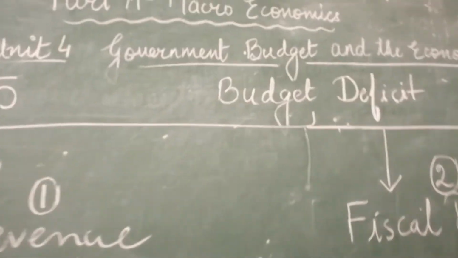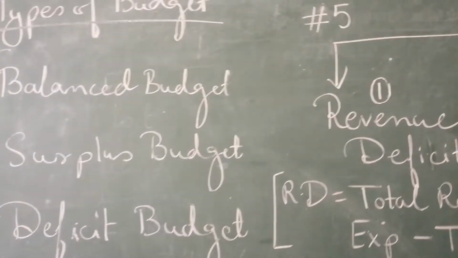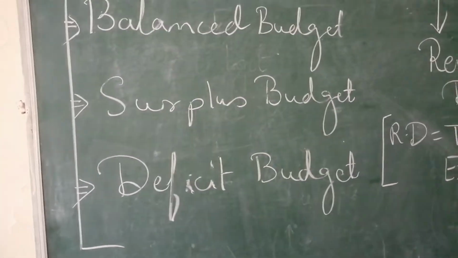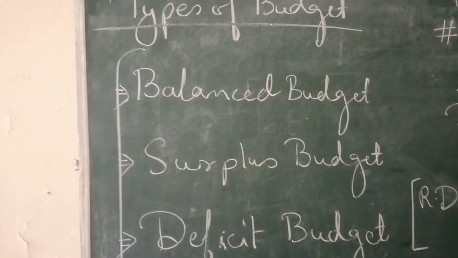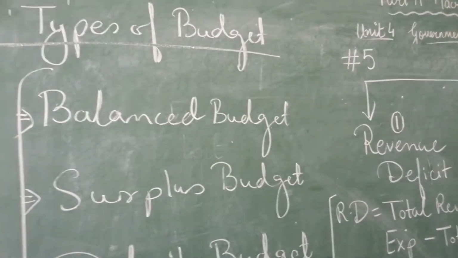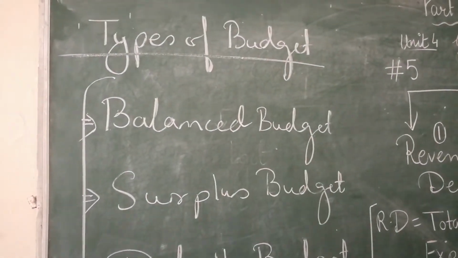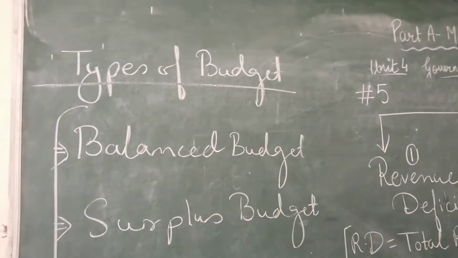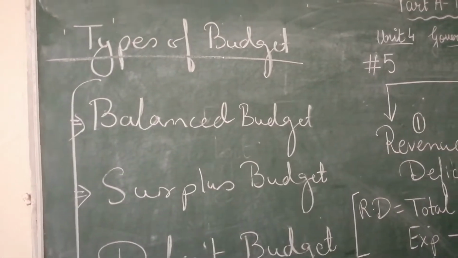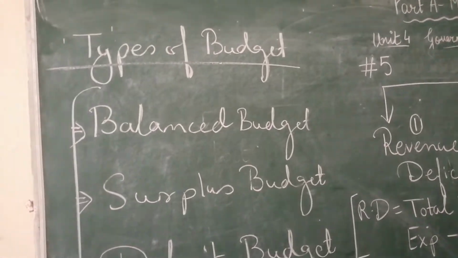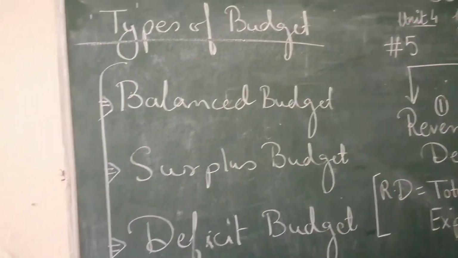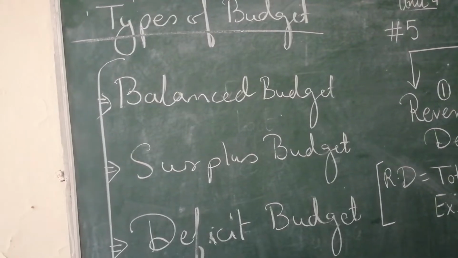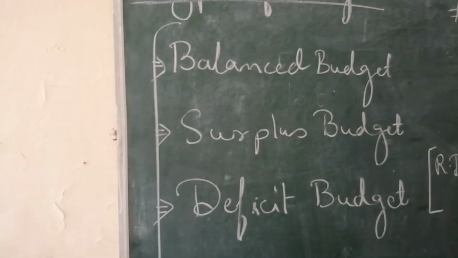Second topic is budget deficit. So under the types of budget, we are going to focus only on deficit budget. But we must know the meaning. Balanced budget means when the government spends an amount equal to the revenue it collects. It is called balanced budget. In other words, when government estimated receipts are equal to government estimated expenditure, it is called balanced budget.